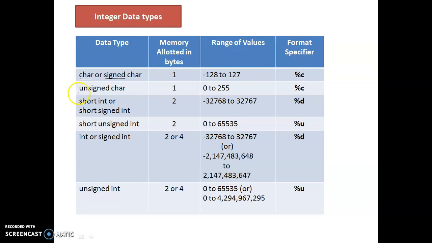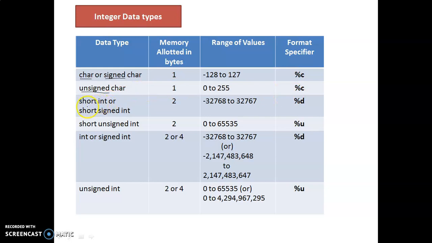Coming to unsigned characters, unsigned means there will be no negative values, only positive values. Again, unsigned character occupies 1 byte of memory, the range of values is 0 to 255, and the format specifier used is %c.